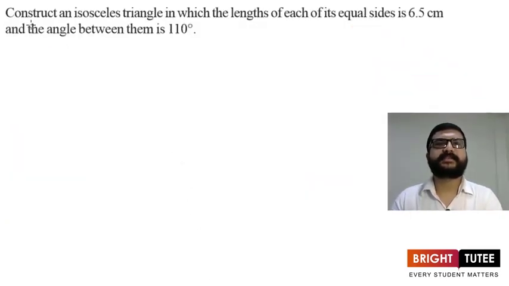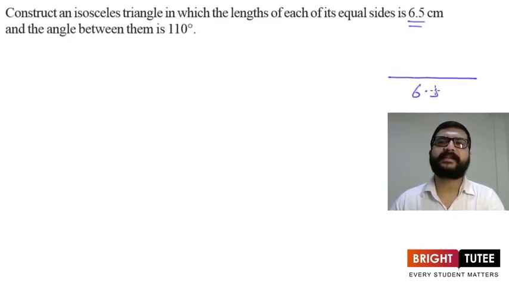Now the next question is, construct an isosceles triangle in which the length of each of its equal sides is 6.5 centimeters and angle between them is 110 degrees. So here what we need is an isosceles triangle. So here let's take this side as 6.5 centimeters and here let's say this is PQ. So what we have done, we have drawn a line segment PQ of 6.5 centimeters and we need one more line segment of 6.5 centimeters and angle between them should be 110 degrees.